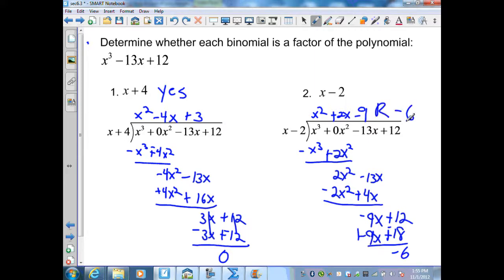Since x minus 2 gives us a remainder of a negative 6, this is not a factor of my dividend. So the answer here is no, it is not a factor. Again, remember why we put a placeholder in is that we can have like terms as we proceed through our example. In both cases, we were missing elements. We put in a placeholder for that element, and that gave us our like terms.